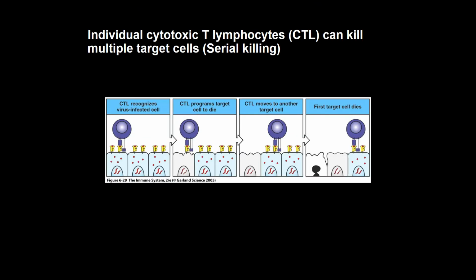The other thing to know about cytotoxic T cells is they can kill multiple target cells, serial killing. So in this cartoon, you can see the cytotoxic T cell recognizes a virally infected cell and tells the cell to die, and then it'll go to the next cell that's infected and do the same thing, and to the next cell. So they're not only a one-shot thing, they can kill multiple cells.